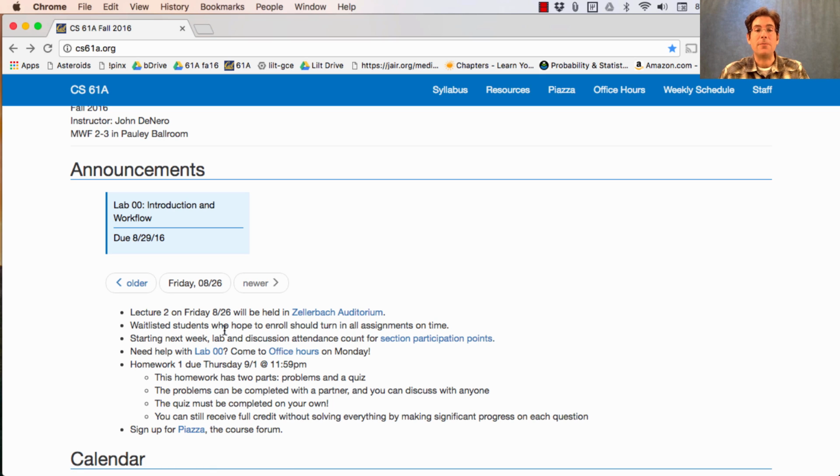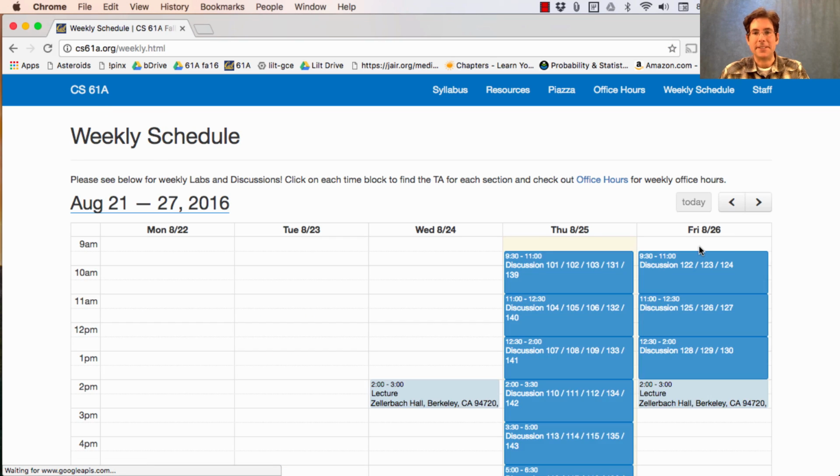Waitlisted students who hope to enroll should turn in all assignments on time. Starting next week, lab and discussion attendance counts for section participation points. Are you still confused about where your lab and discussion are? You should be enrolled or waitlisted in a particular lab. You can see the weekly schedule of all labs and discussions here in the weekly schedule part of the website.